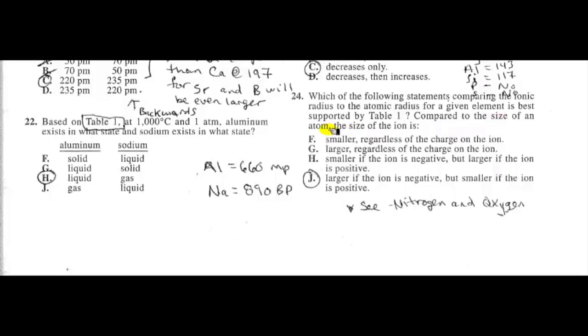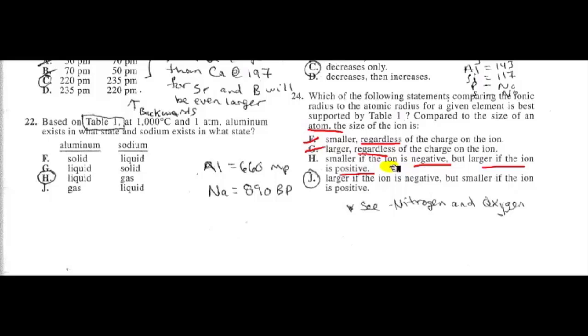Compared to the size of an atom, the size of an ion is smaller regardless. No, we saw that when it switches from positive to negative, it flip-flops. G, larger regardless. No, you see that this regardless can be crossed out right away because we flip-flop from large to small for positive and small to large for negative. H says smaller, the atom is smaller if the ion is negative, but larger if the ion is positive.